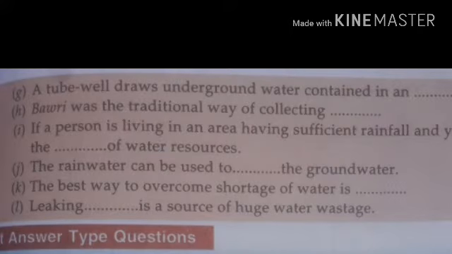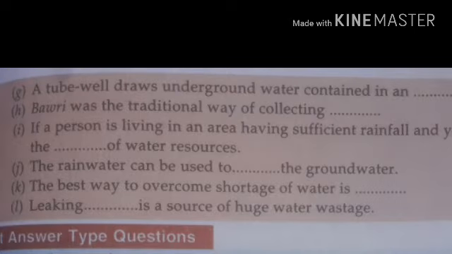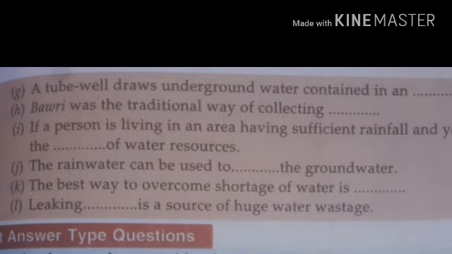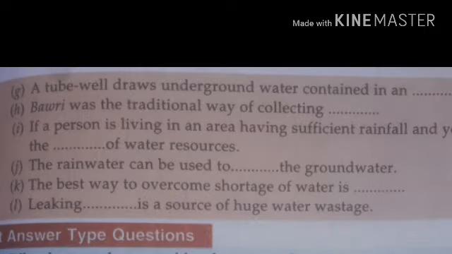Next one, a tube well draws underground water contained in an aquifer. The borewell takes the water in the aquifer. Bavari was a traditional way of collecting rainwater, right? It collects the rainwater.